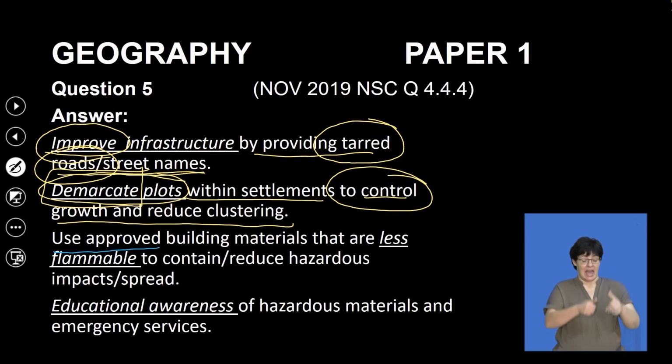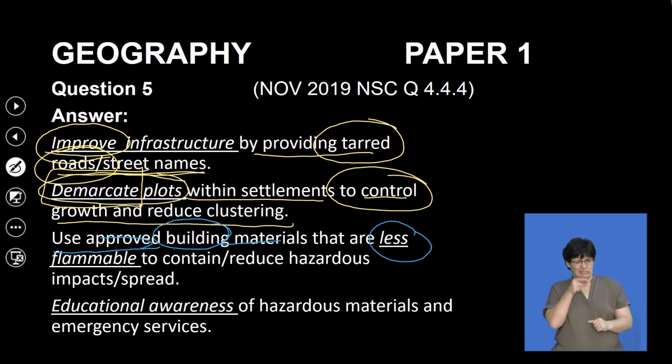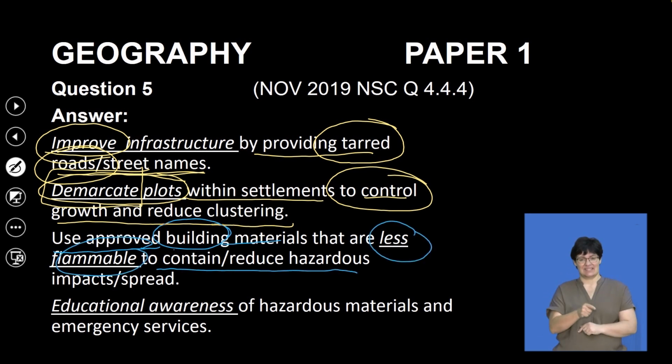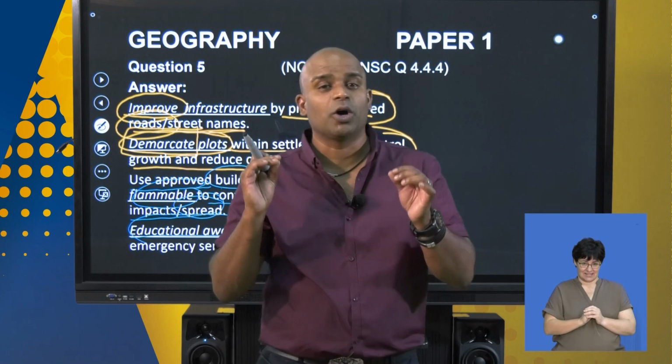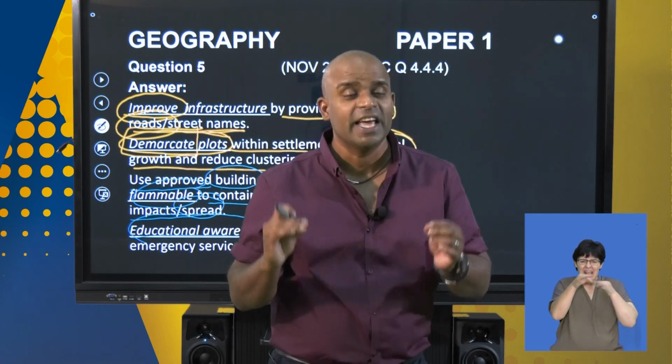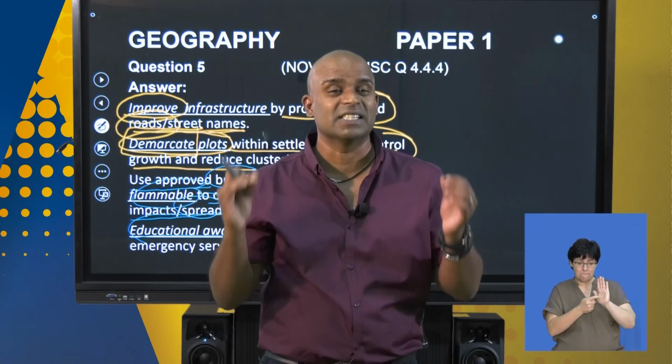The next point, use approved building materials that are less flammable, as well as contain hazardous impacts and the spread. And the last point, educational awareness. So you see, guys, it's about qualifying that content in order for better responses.